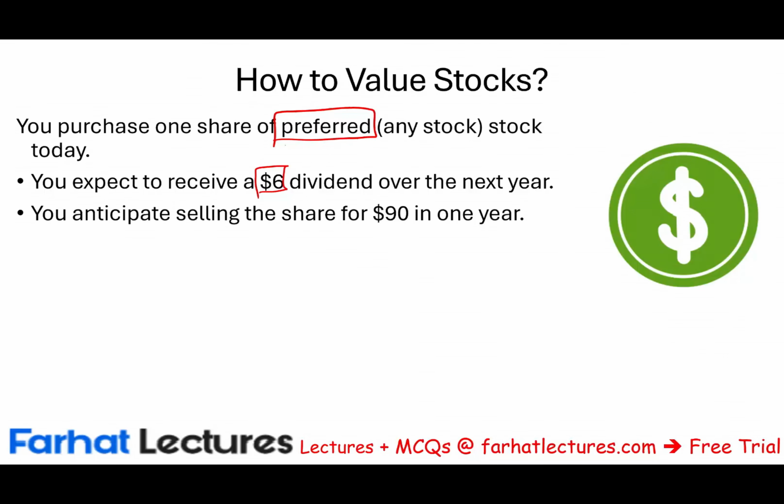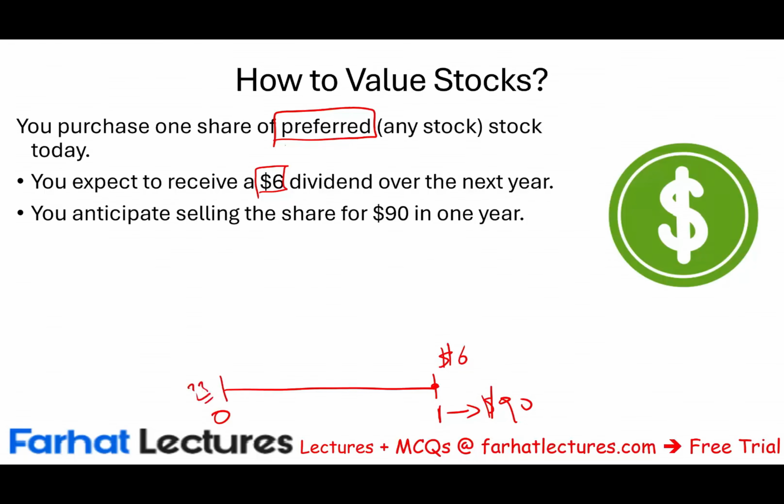So let me take a look. Let me look at this picture for you. So here's what's going to happen. You have this stock that will pay you a $6 dividend per year, and you can sell it in 1 year. 0 is today. 1 year from now, 1 is year, and you can sell it for $90. So the question is, how much will you pay for this stock today?